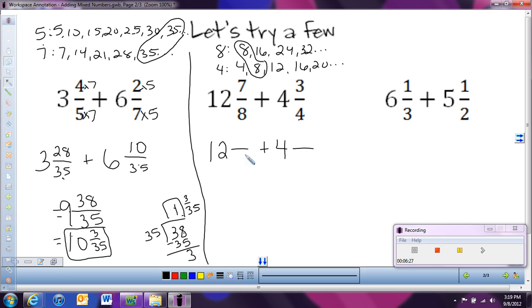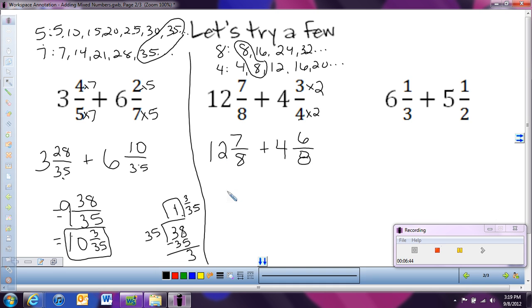So here we already had 8 for our denominator, so that fraction will stay the same. Here we have 4ths, and we're going to change it into 8ths. So to get from 4 to 8, we're going to times by 2. And whatever we do to the bottom, we do to the top. And 3 times 2 is 6. So step 1, we got our common denominator.